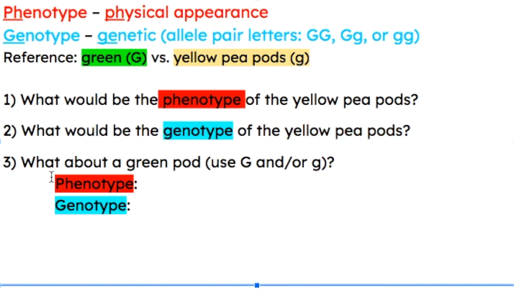Lastly, what do we know about a green pod? Use capital or lowercase g. What is its phenotype? If it's a green pod, use this as your hint. And what is its genotype? Again, kind of a trick question. You might have more than one answer for a couple of these. We will go over these tomorrow.